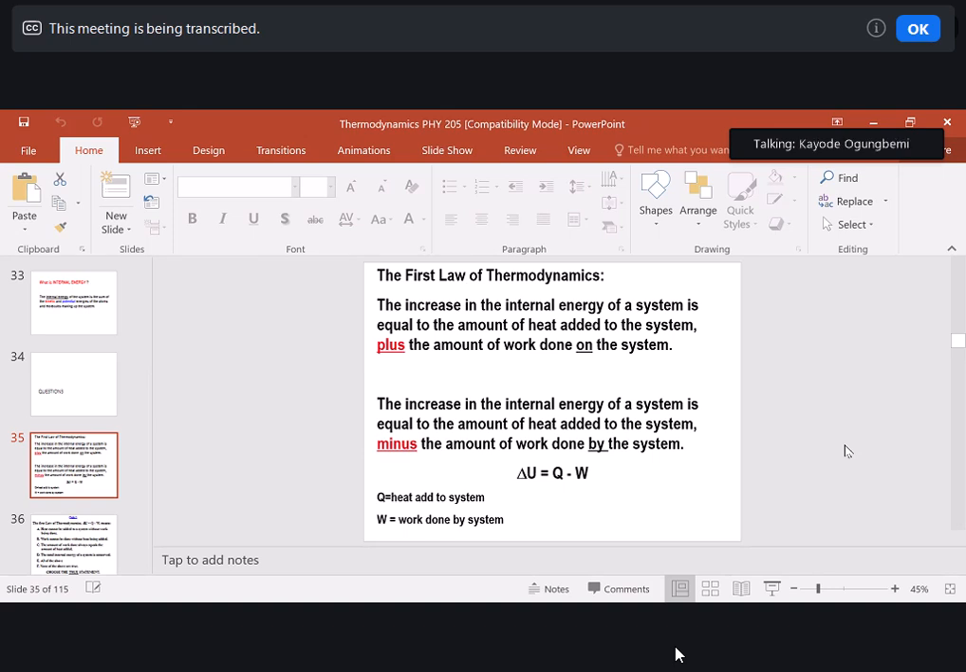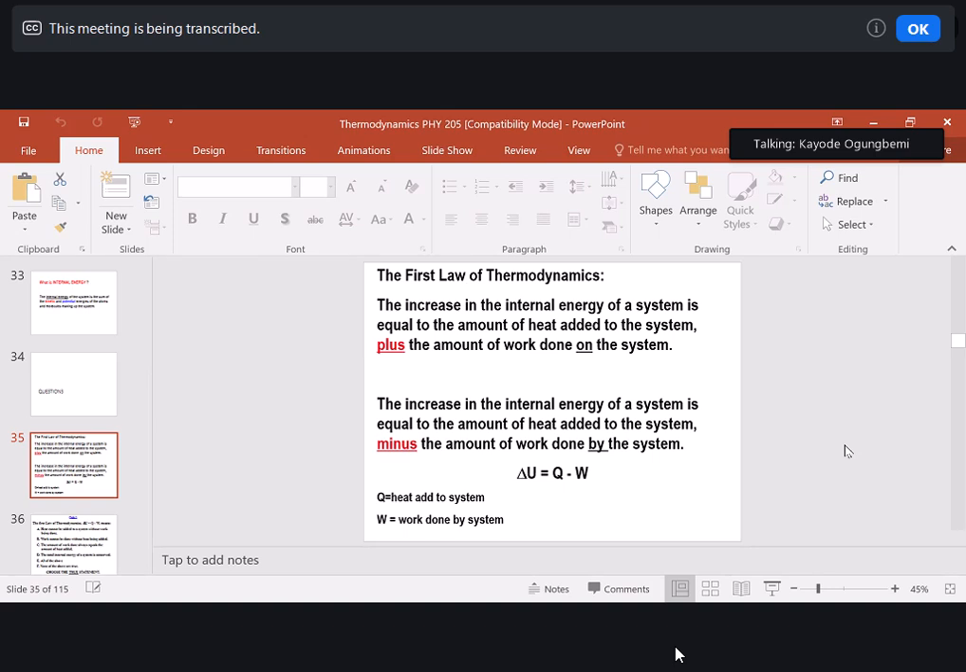Another way of explaining that law again, you can also state that the increase in internal energy of a system is equal to the amount of heat added to the system minus the amount of work done by the system. Remember the work on or by. Don't confuse it, on or by. These two statements are correct and are acceptable at any level. But remember what the content is.